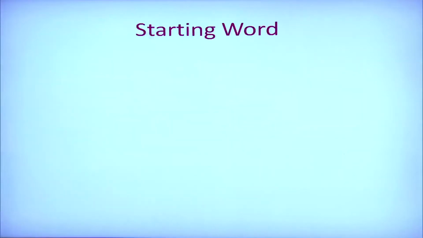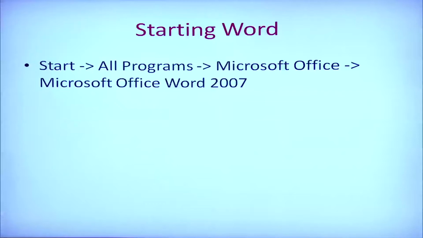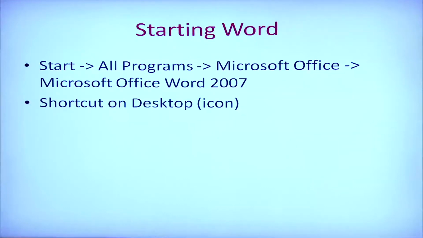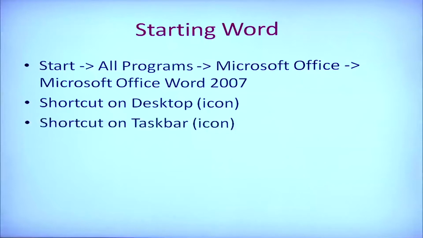Now, let us see how we start Word 2007. There are many methods of starting Word 2007. Let us see these methods. The first method is we go to Start, then All Programs, Microsoft Office and Microsoft Office Word 2007. The second method is to double click on the shortcut on the desktop. Third method is we click at the shortcut which is present on the taskbar. Now, let us see the demonstration of all these three methods.